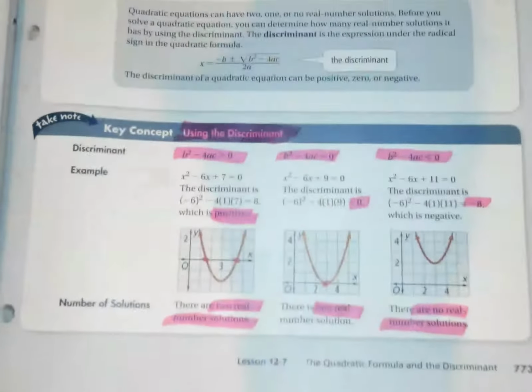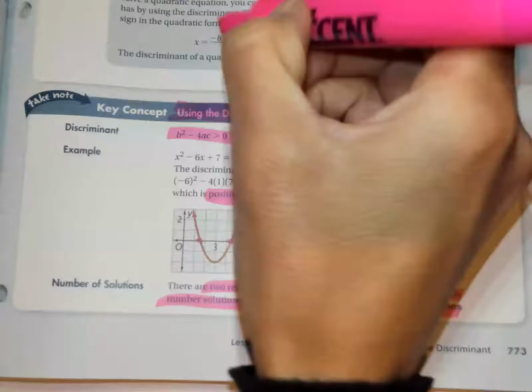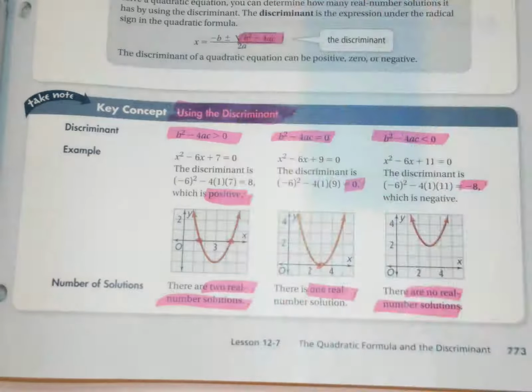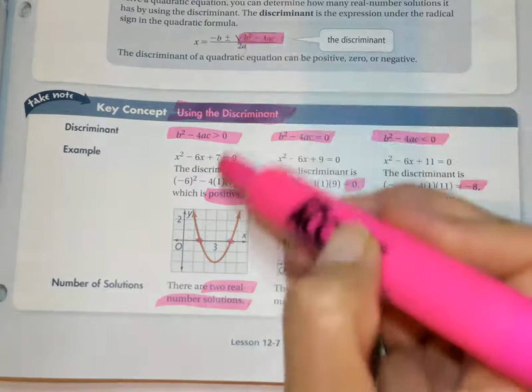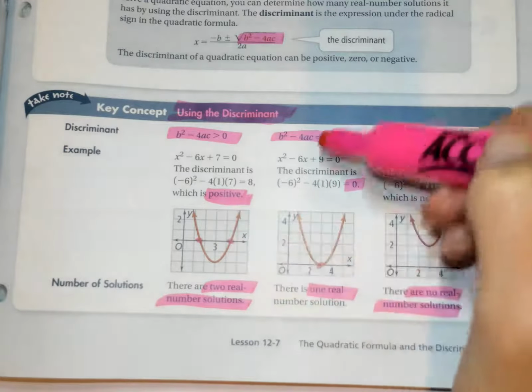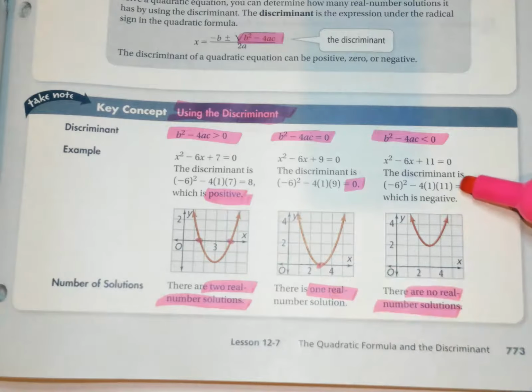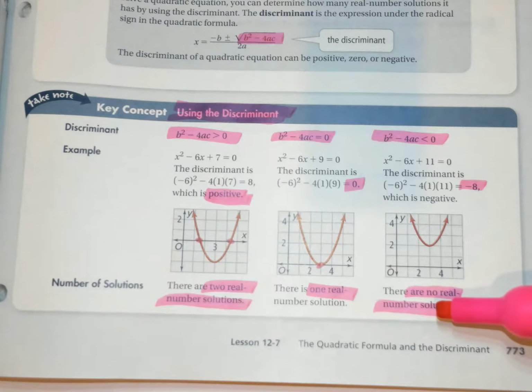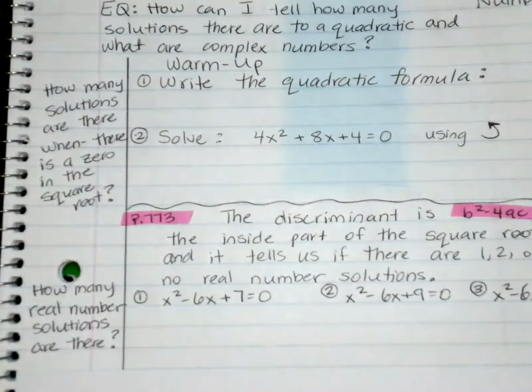And you can kind of see the quadratic formula. Just remember, it's this part right up here. It's the inside part of the quadratic formula called the discriminant. So again, if inside the square root, it works out to be a positive value, 2 solutions. If it's 0, 1 solution. If it's negative, no real number solutions. Okay, so you don't have to write that down. If you want to, you can, but I'm not going to.